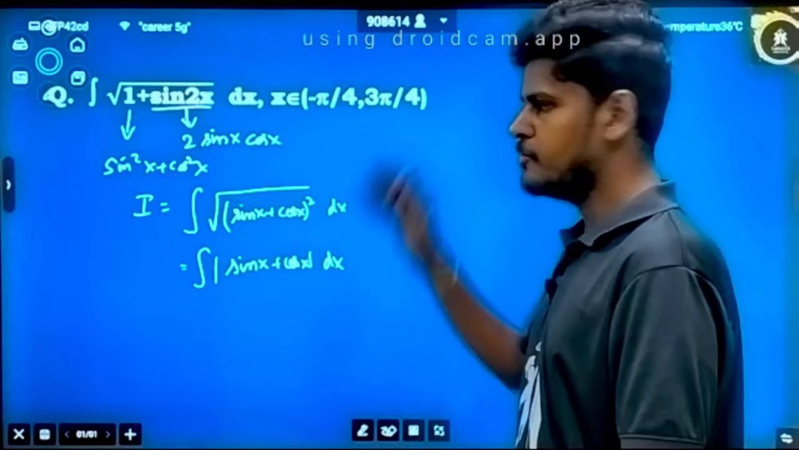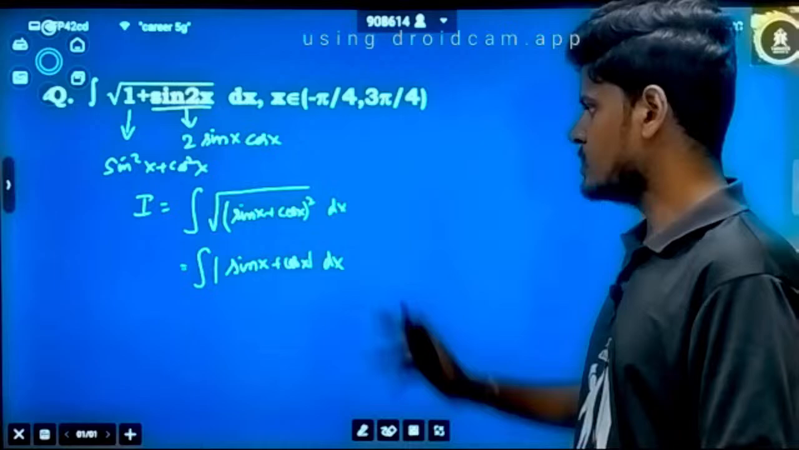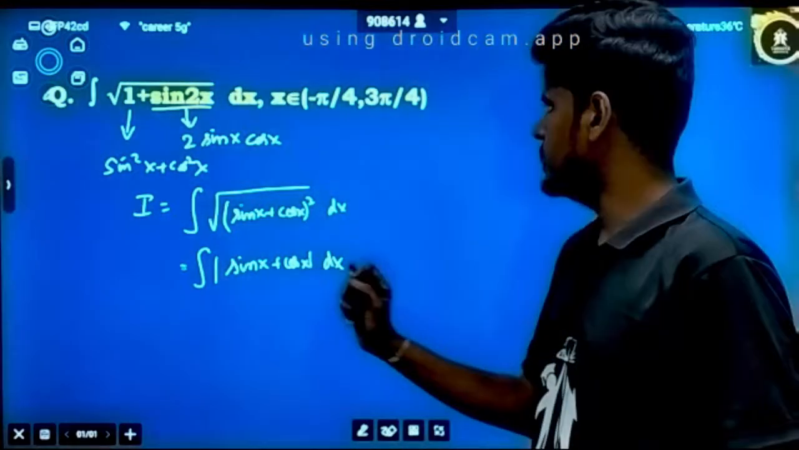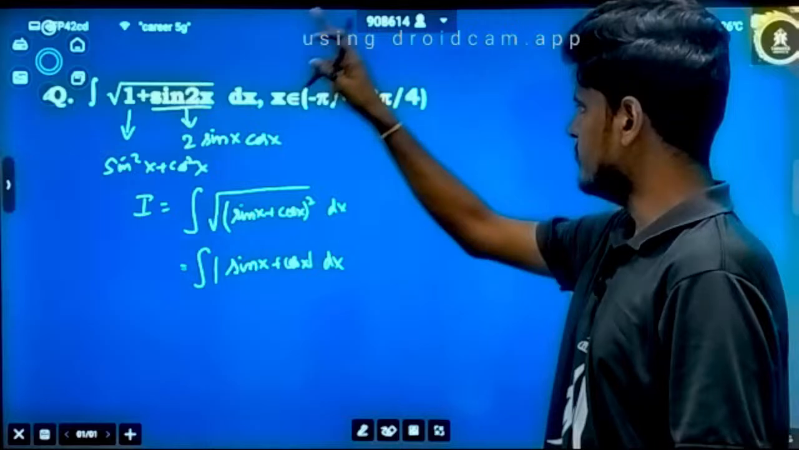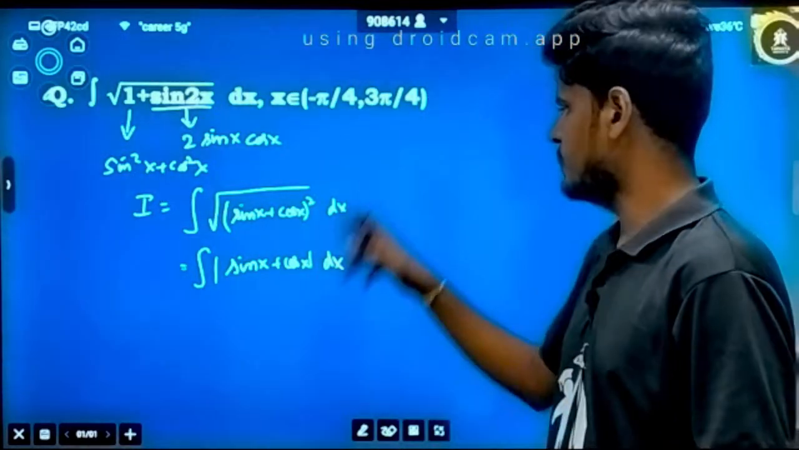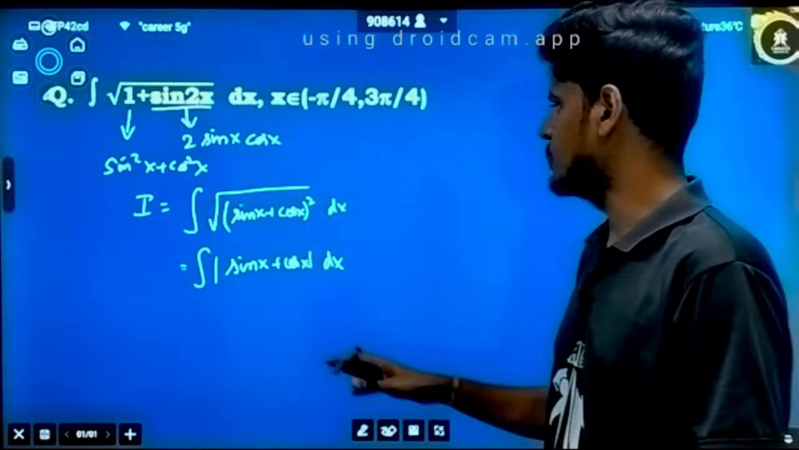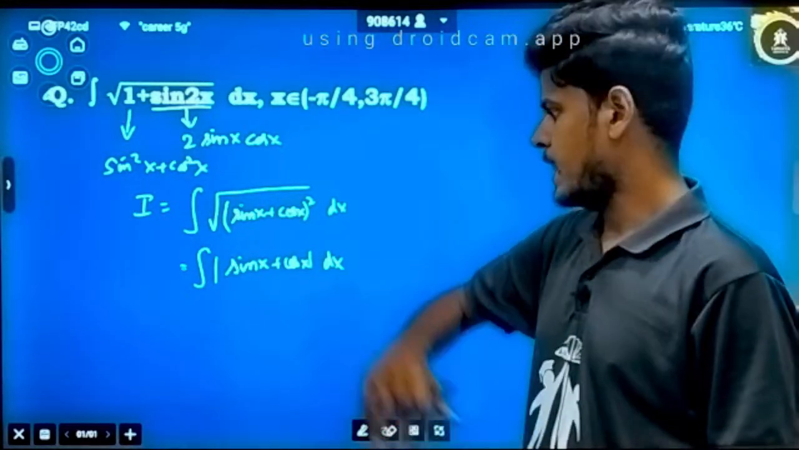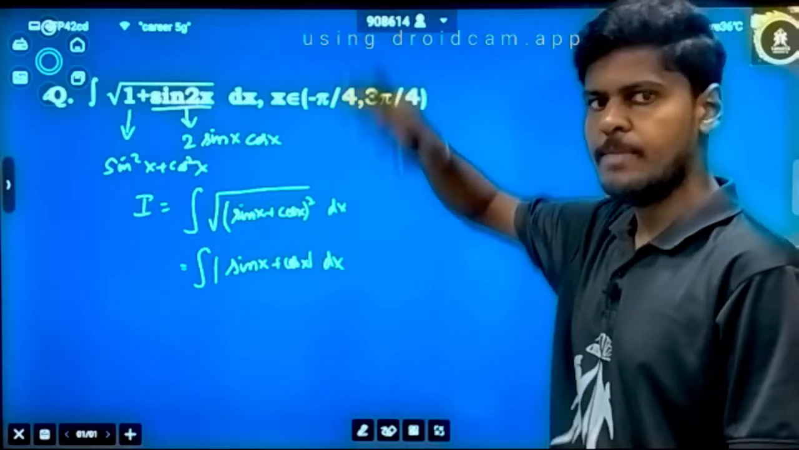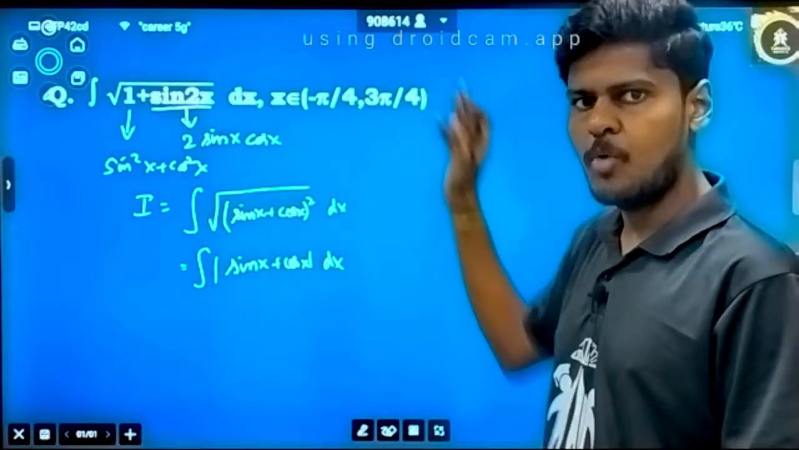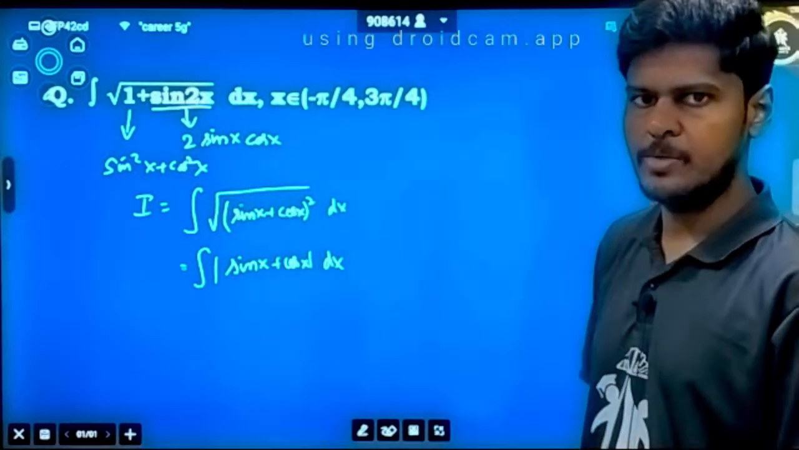So between minus pi by 4 and 3 pi by 4, what is the value of cos? At 0, cos 0 is 1, then it keeps decreasing. At pi by 2 it becomes 0, then at 3 pi by 4 it becomes minus 1 by root 2. What about sin x? From minus 1 by root 2 it keeps increasing, at pi by 2 it becomes 1, and then it becomes 1 by root 2.